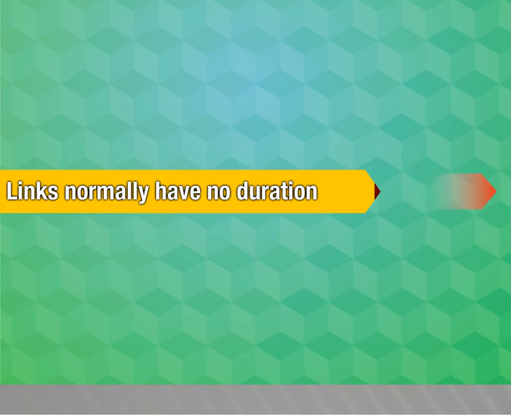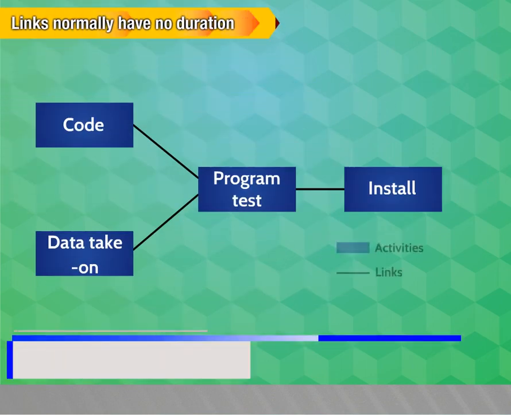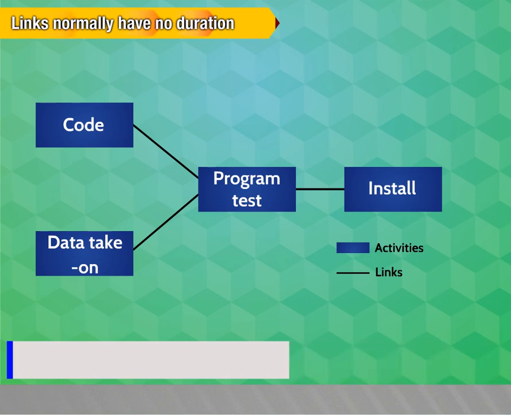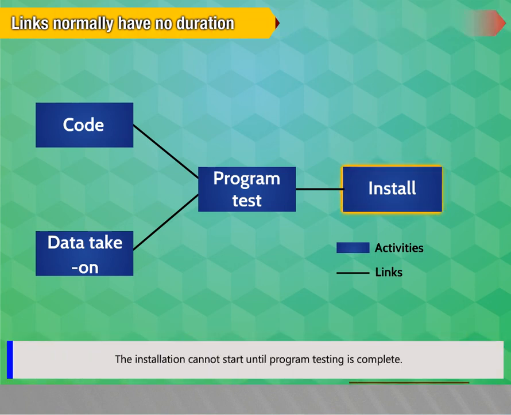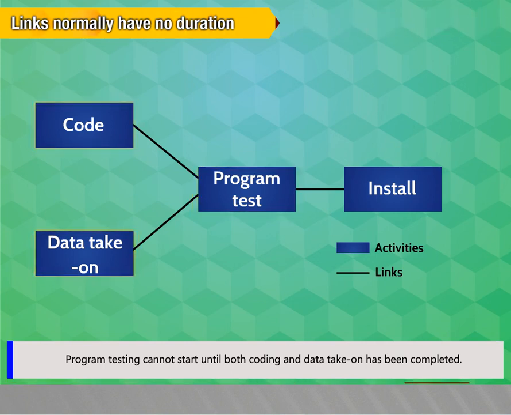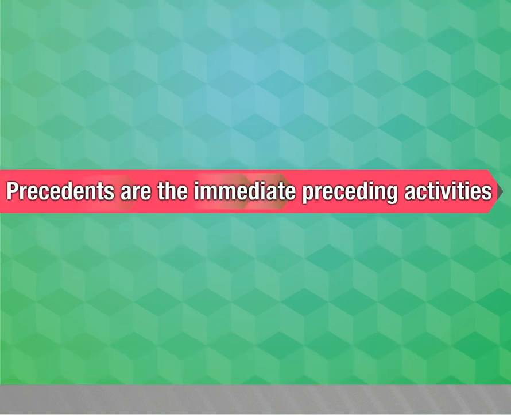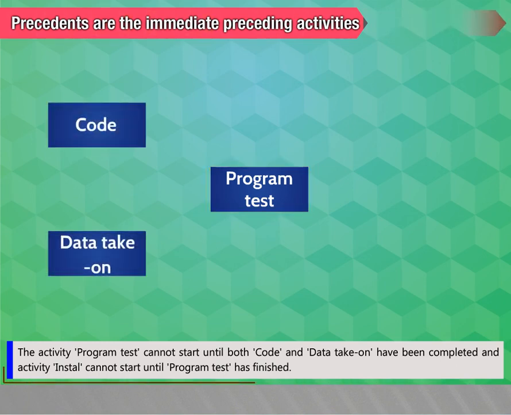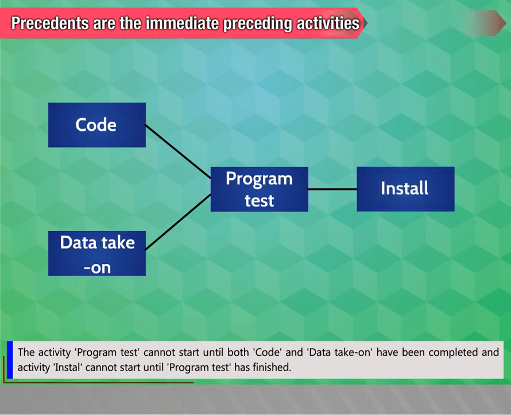Links normally have no duration. Links represent the relationships between activities. The installation cannot start until program testing is complete. Program testing cannot start until both coding and data take-on have been completed. Precedents are the immediately preceding activities. In the figure, the activity program test cannot start until both code and data take-on have been completed, and activity install cannot start until program test has finished.